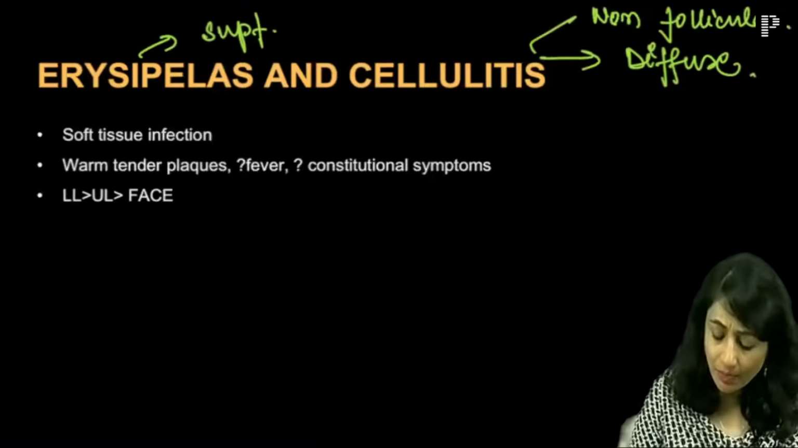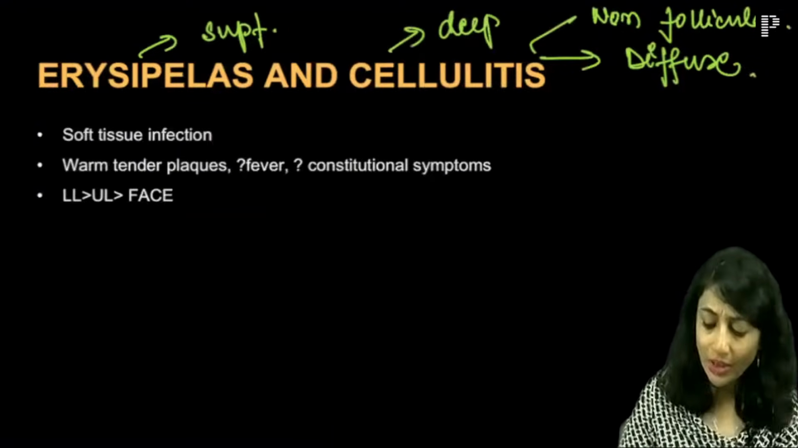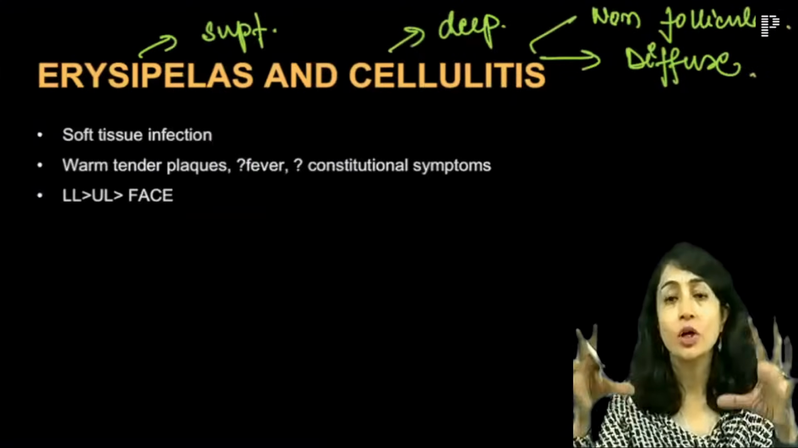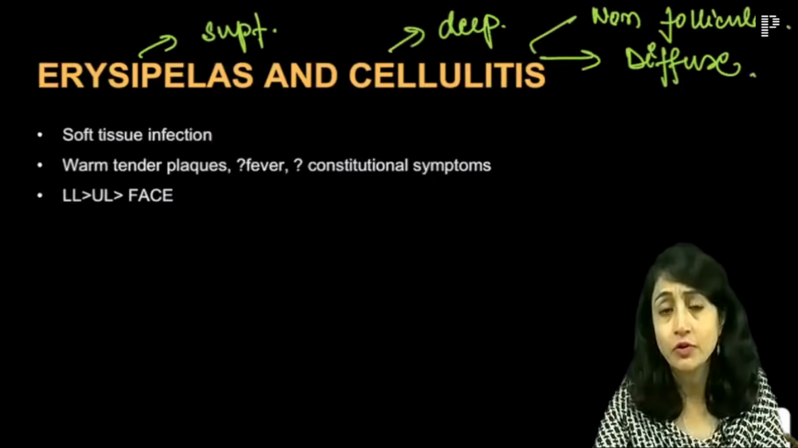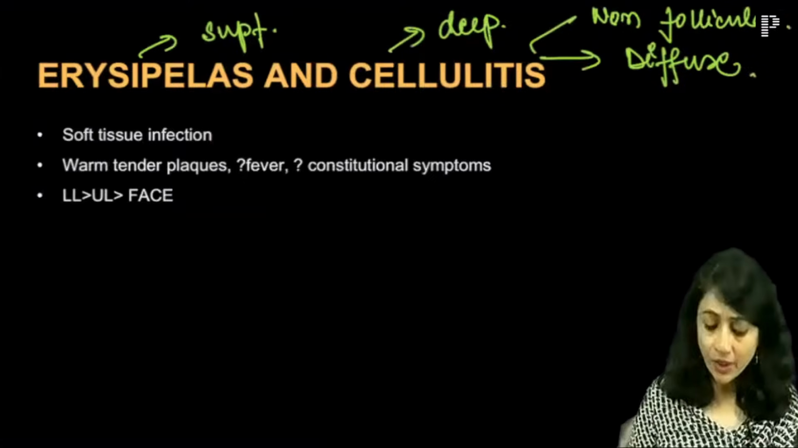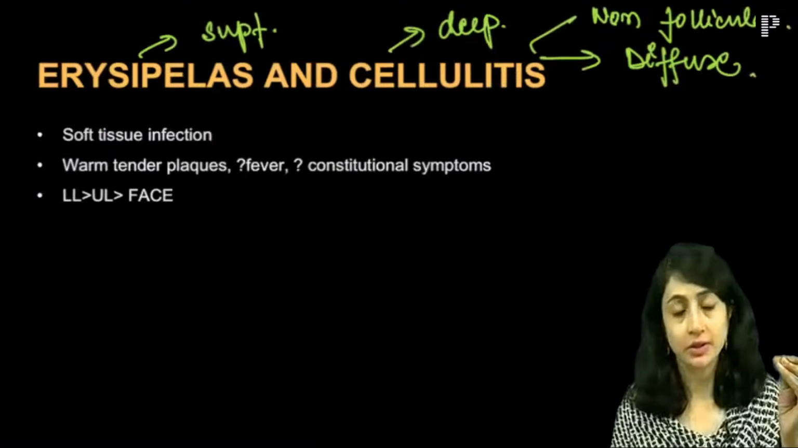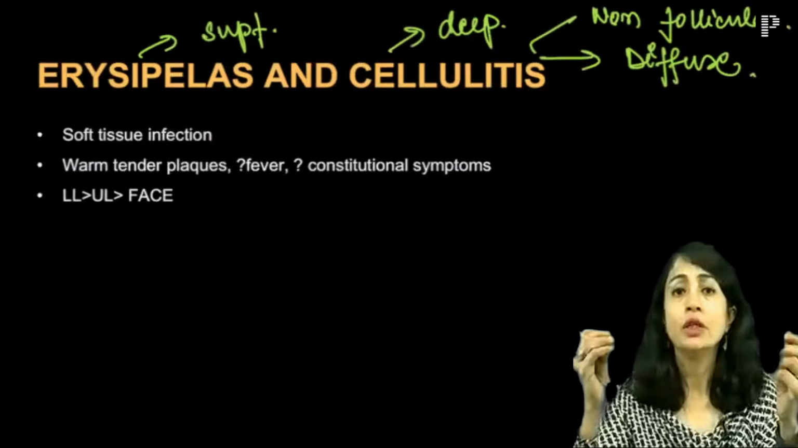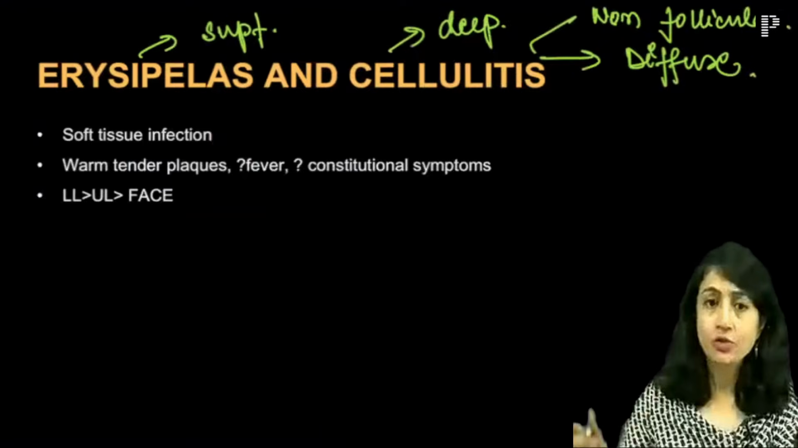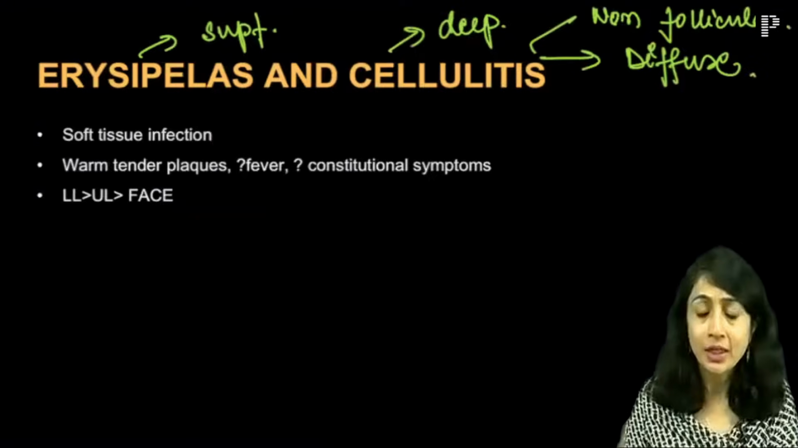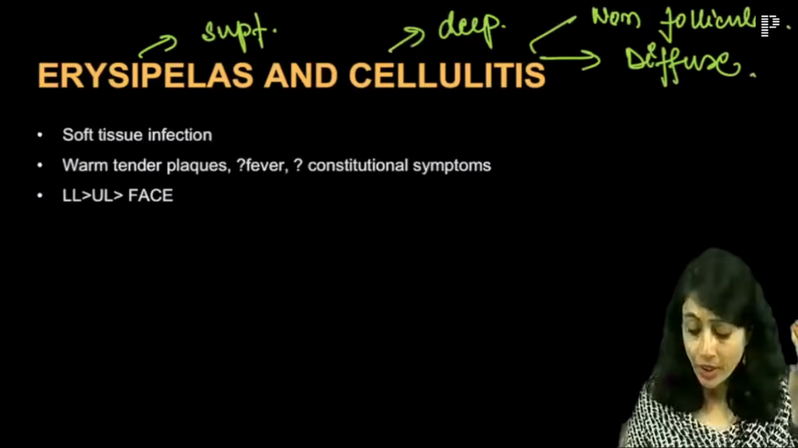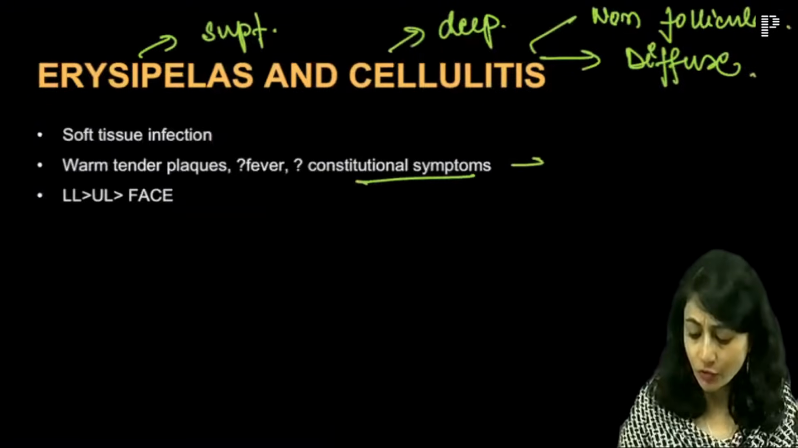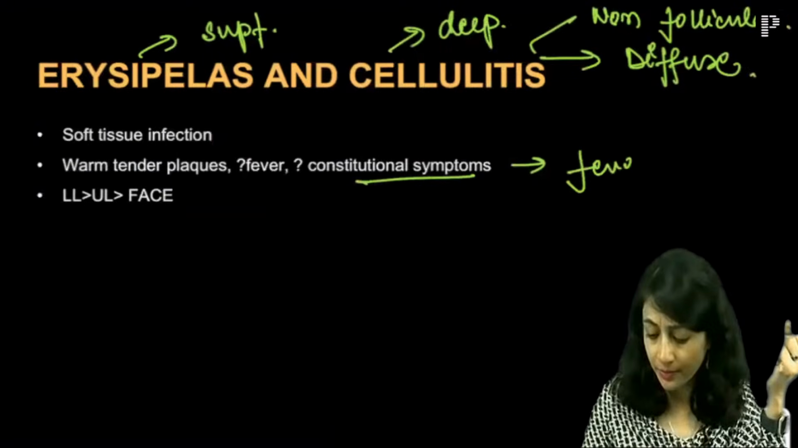Out of this, erysipelas is superficial and cellulitis is deep. Now, when they want to give you a question on erysipelas and cellulitis, this is the common presentation that they give you, and you have to differentiate broadly between these two. Both these conditions will present with warm, tender plaques, typically on the legs. They can be present on the face and upper limbs as well. Along with that, the patient will have constitutional symptoms like fever and malaise.